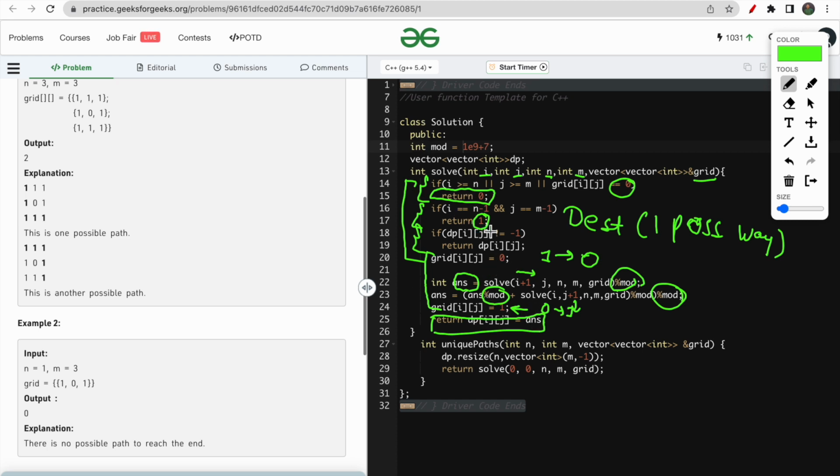I hope you guys understood what all things we are doing here: the terminating condition, checking if we have reached the destination or not, then checking if the cell is already traversed or not. Then we are marking it as visited, traversing right and down, then again marking it to the original value and storing our answer. Got it? So yeah, this is how the dynamic programming approach works here. And yeah, this is all for this question.